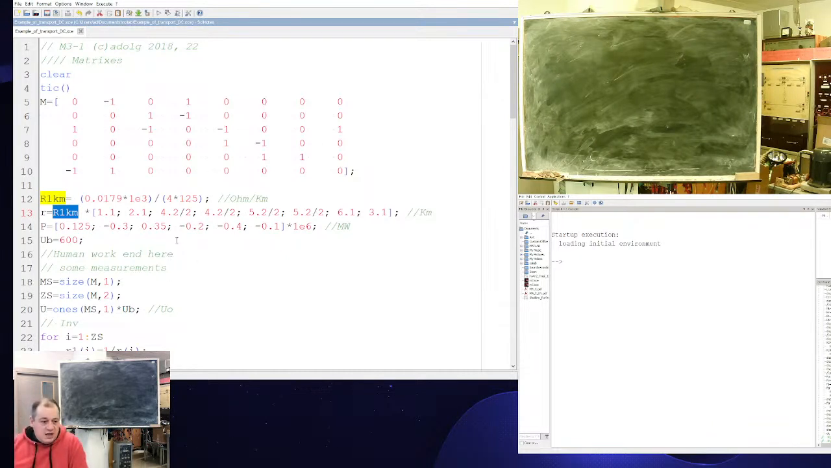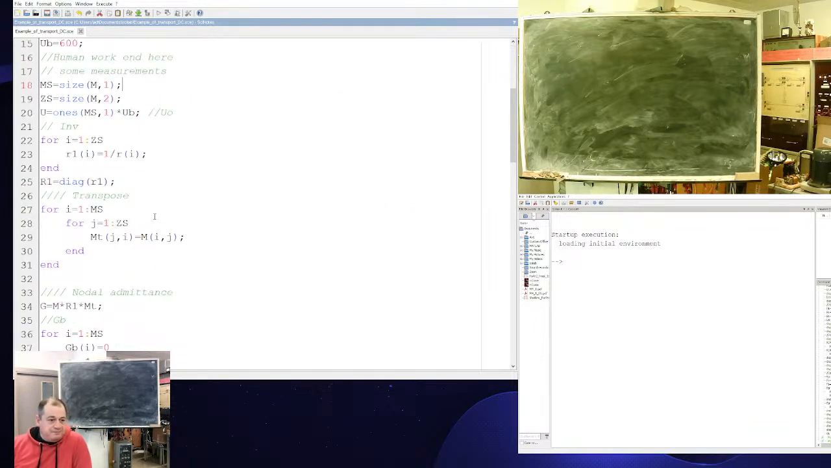Okay, going forward, these are powers in megawatts. I have put power in megawatts and multiplied to get watts. Base node voltage 600 volts. So I have introduced my network to the computer. Now calculus. MS, from the Latvian mezgu skaits, is the number of nodes. ZS, from the Latvian zaru skaits, is the number of branches.